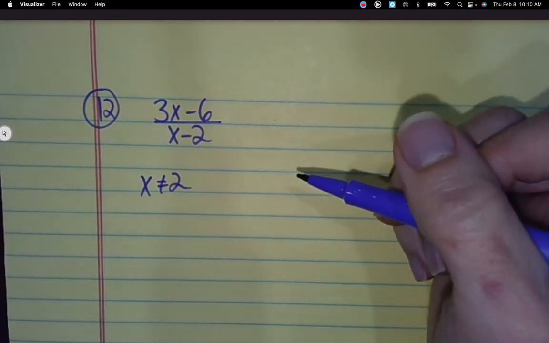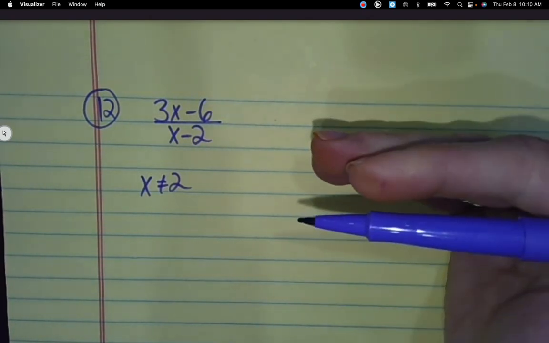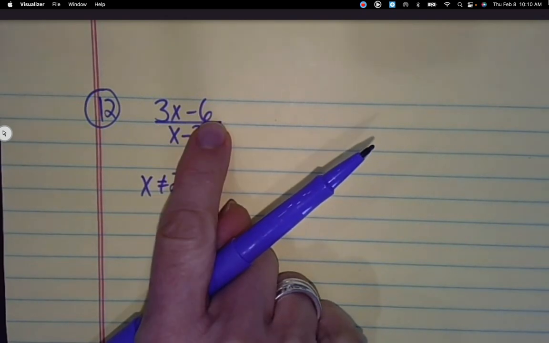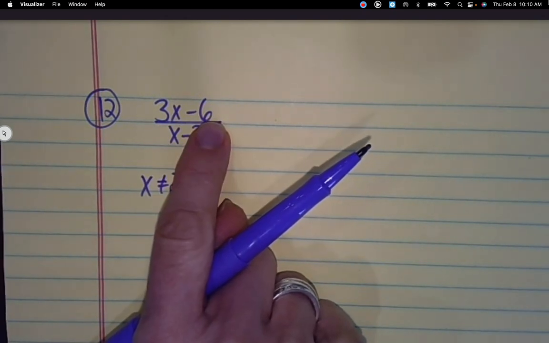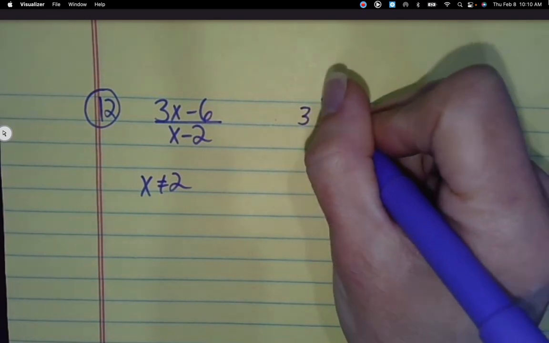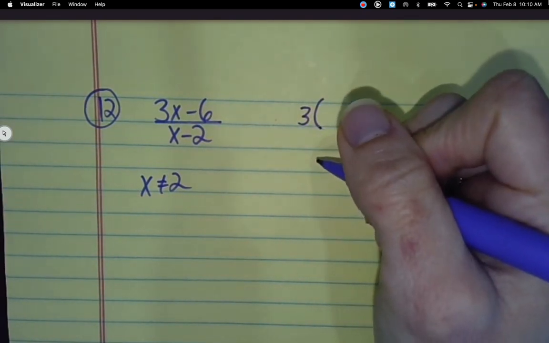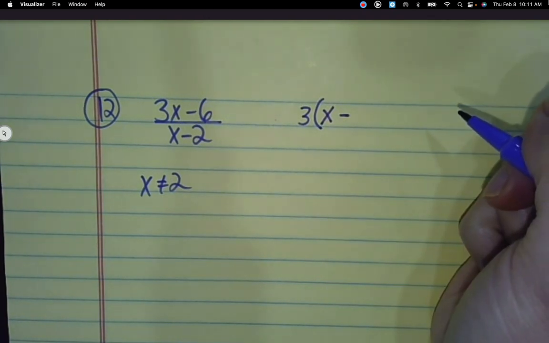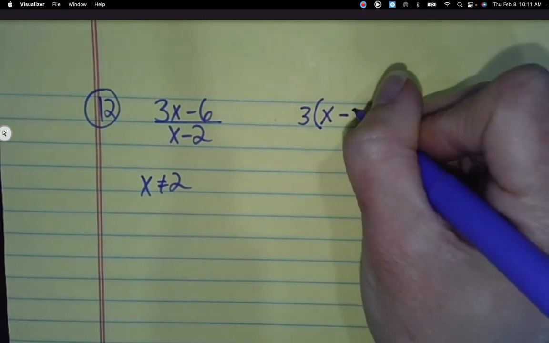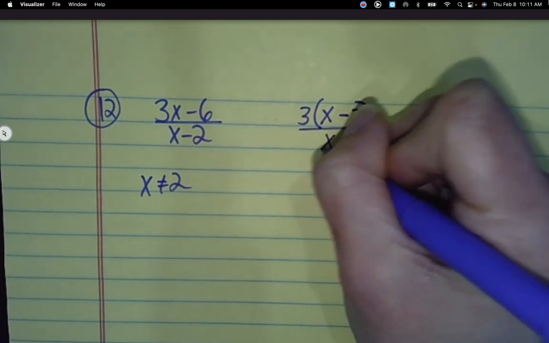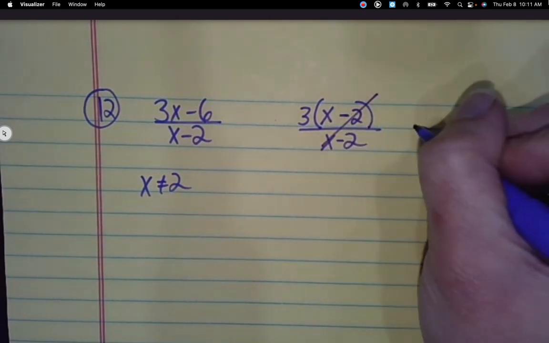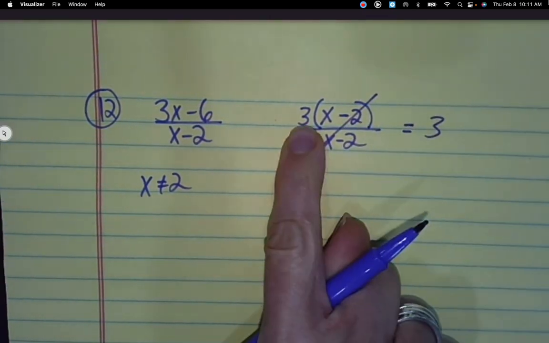Now, on these, when you have division, you can simplify it. So let's look at the numerator. Is there a number that goes into 3 and 6? 3 does, right? So watch. I'm just going to divide it out, or we call that factor it out. So that would be 3 times x. And then what's 6 divided by 3? 2. Now, do y'all notice anything that cancels out? x minus 2. Yep, and that's why you're just left with that 3 right there.